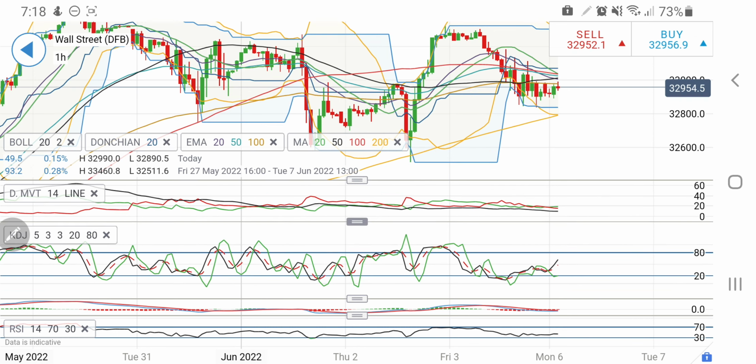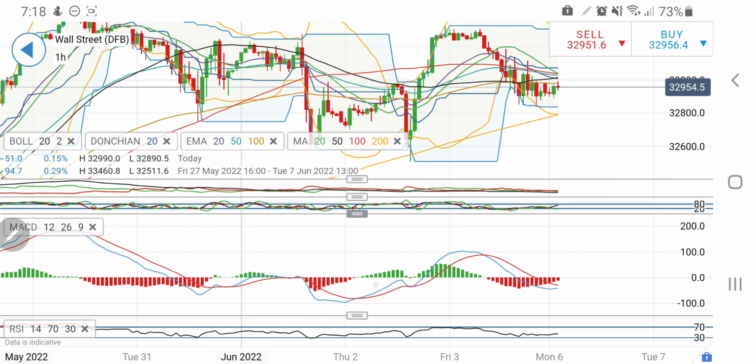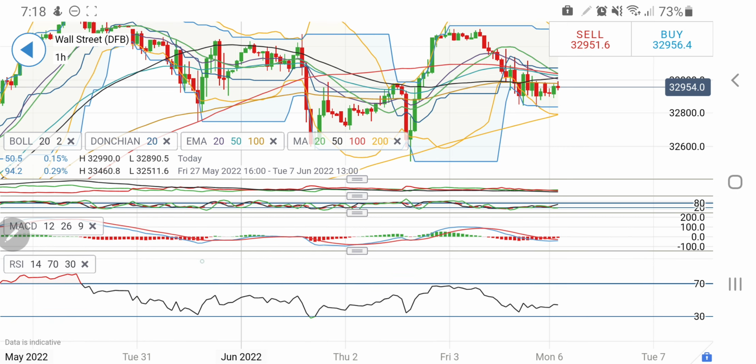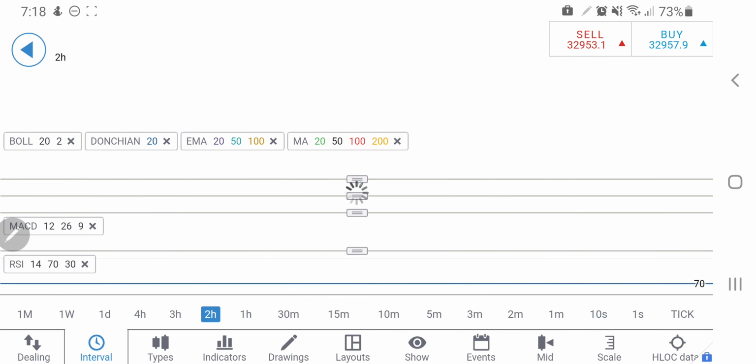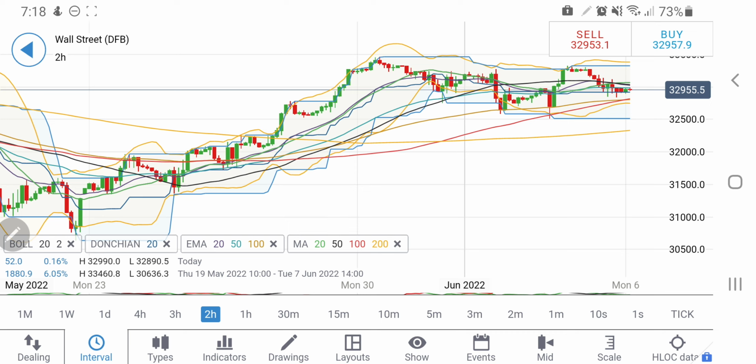The directional movement is bullish. The stochastic is looking upwards. The MACD is trying to converge and cross over for a bullish move. The RSI is trading flat and with a slightly negative slope on the hourly charts.